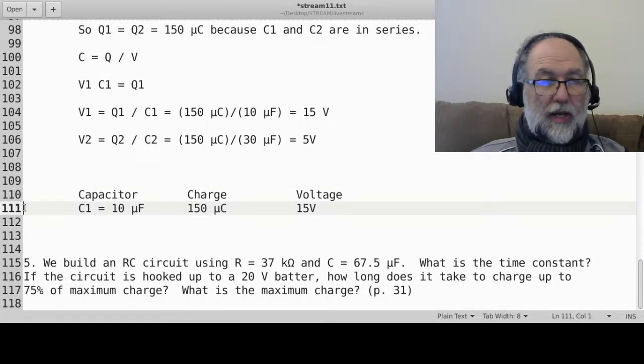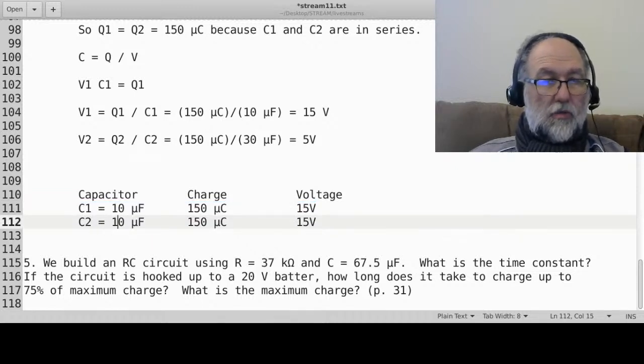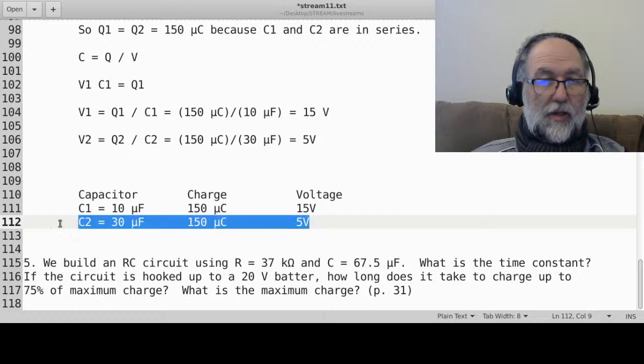And the next one was, let me just cut and paste this line, like that, was C2. C2 was 30. Same charge because they're in series. Remember, in series they have the same charge. And this one turned out to be 5, like that.